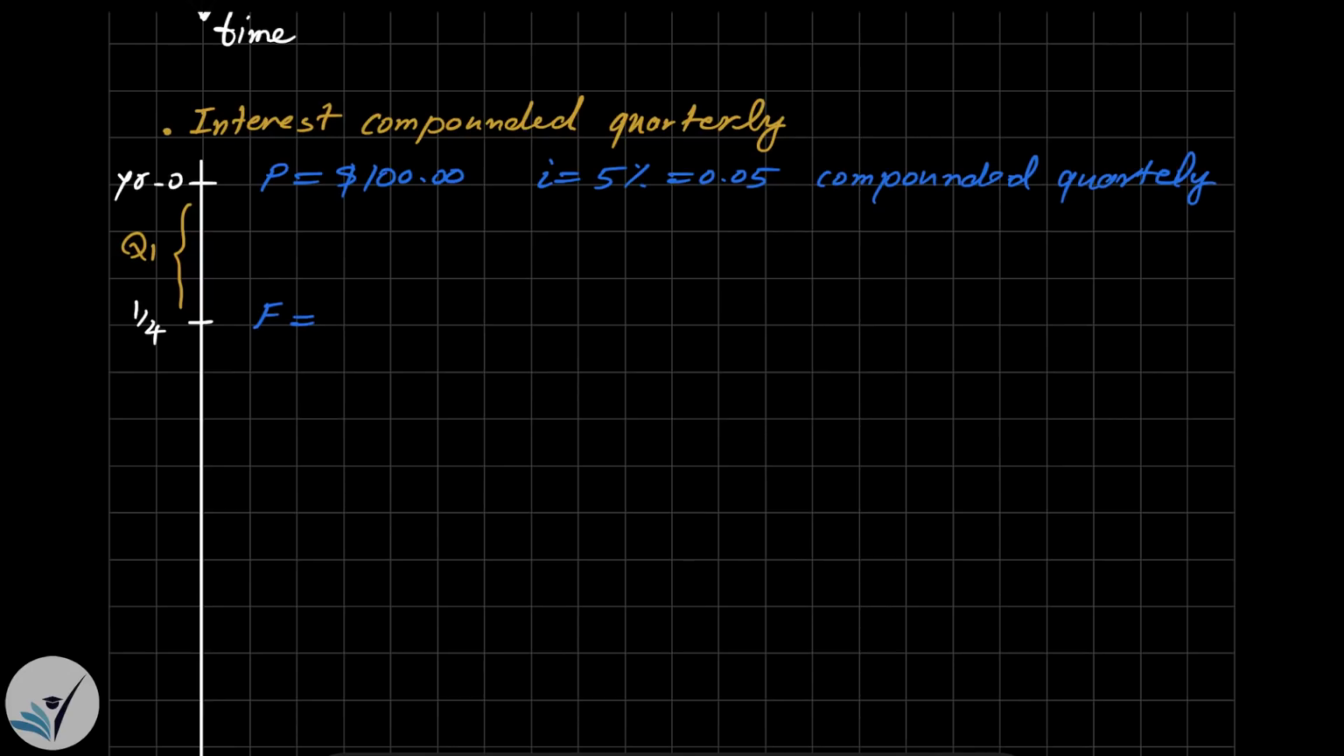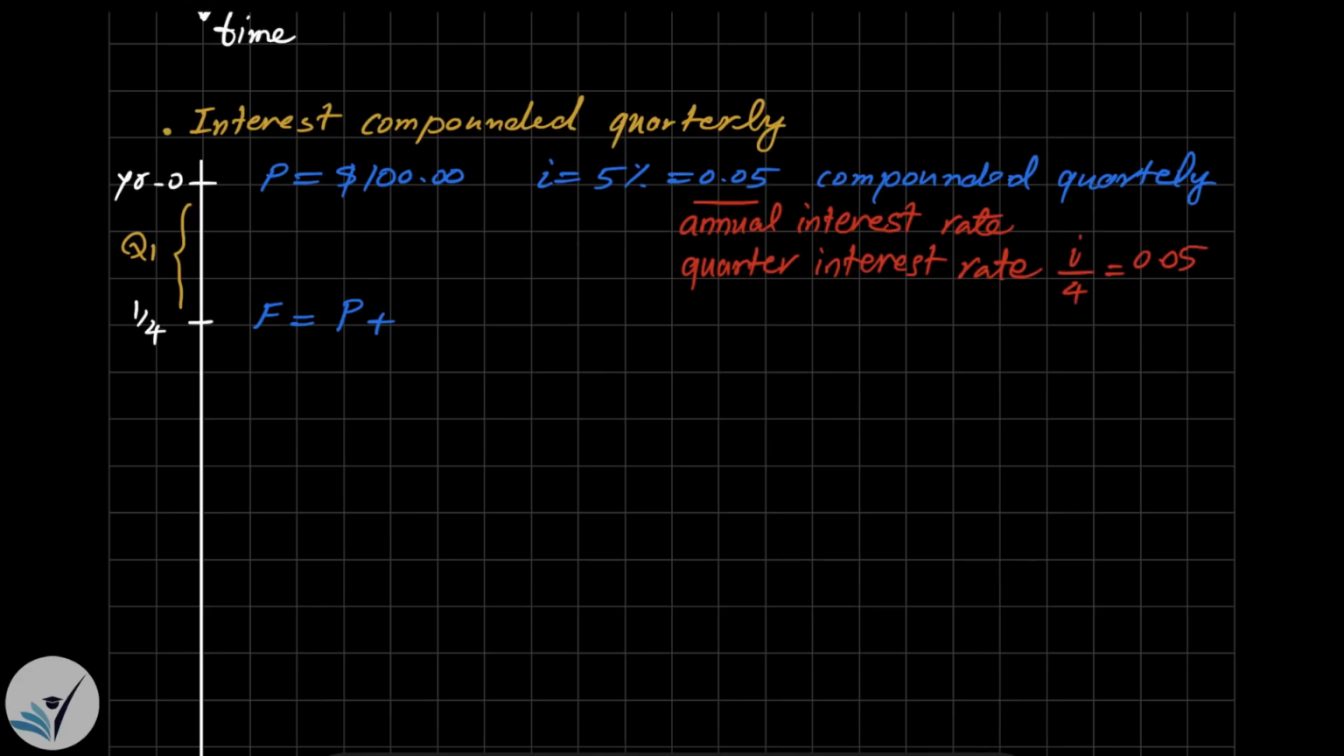So the balance F is equal to P, the principal, plus the interest. What's interesting here is that this interest rate is annual interest rate, which is compounded quarterly. And we have to change it to quarter interest rate, which is I divided by 4 or 0.05 divided by 4, because 5% is what is paid to the account for the whole year. And since right now we're interested to calculate the interest that is paid to the account after 3 months, we have to divide what is paid to the account for the whole year by 4 to get the interest for the end of the first quarter.